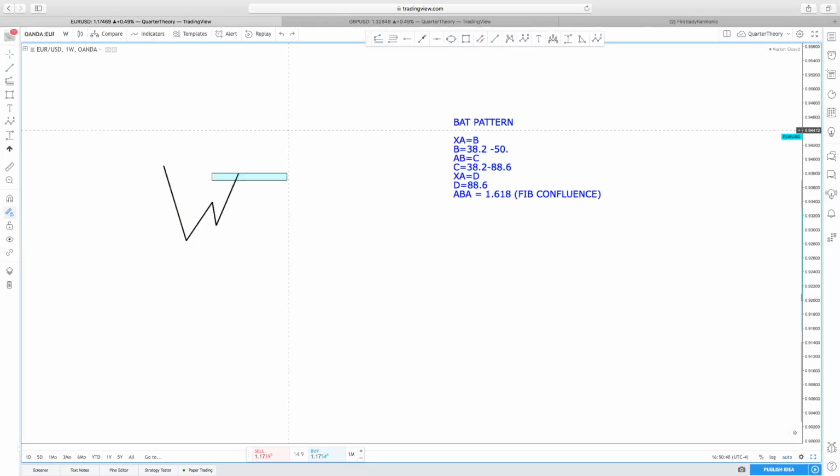Okay? So this is the bat pattern. Nothing more, nothing less. Let's just keep it simple. And the reason why it's called the bearish bat pattern is because price, once it reaches here, it begins to fall. Okay, so now what we have not discussed was take profits.